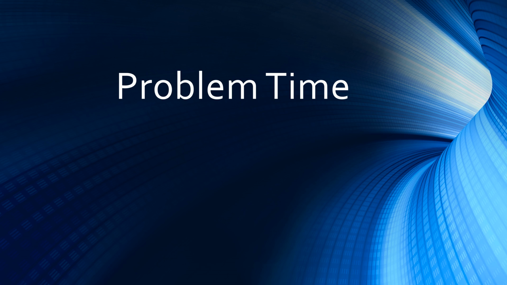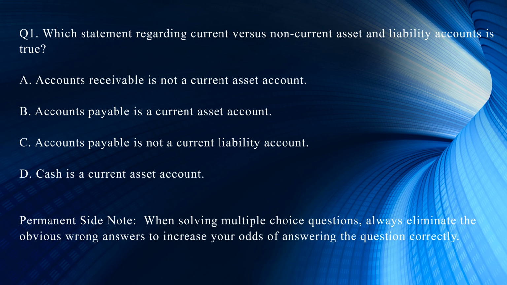Problem time. Question number 1. Which statement regarding current and non-current asset and liability accounts is true? A. Accounts receivable is not a current asset account. B. Accounts payable is a current asset account. C. Accounts payable is not a current liability account. Or D. Cash is a current asset account. So as a side note, when solving multiple choice questions, always eliminate the obvious wrong answers to increase your odds of answering the question correctly.